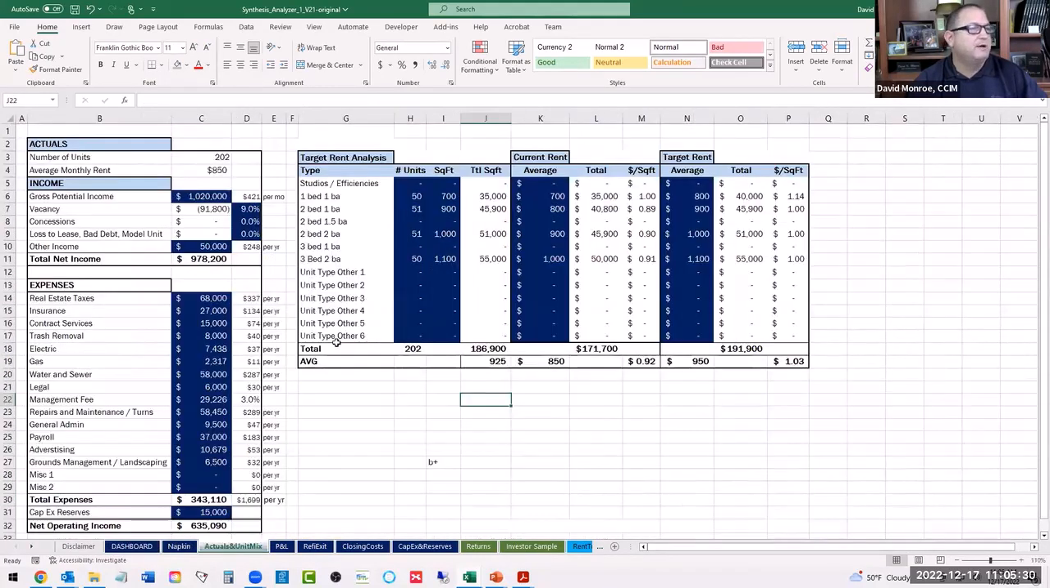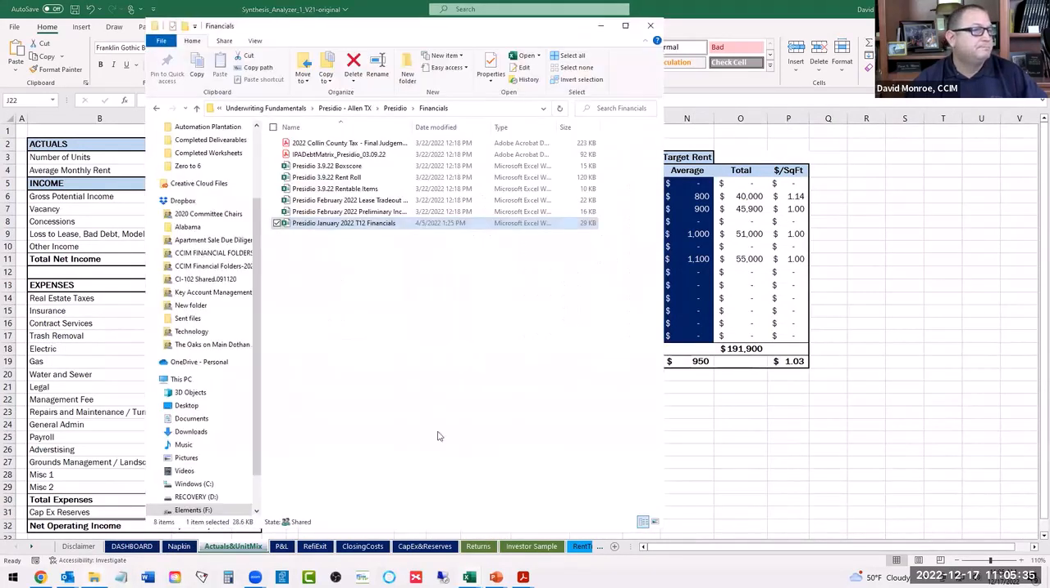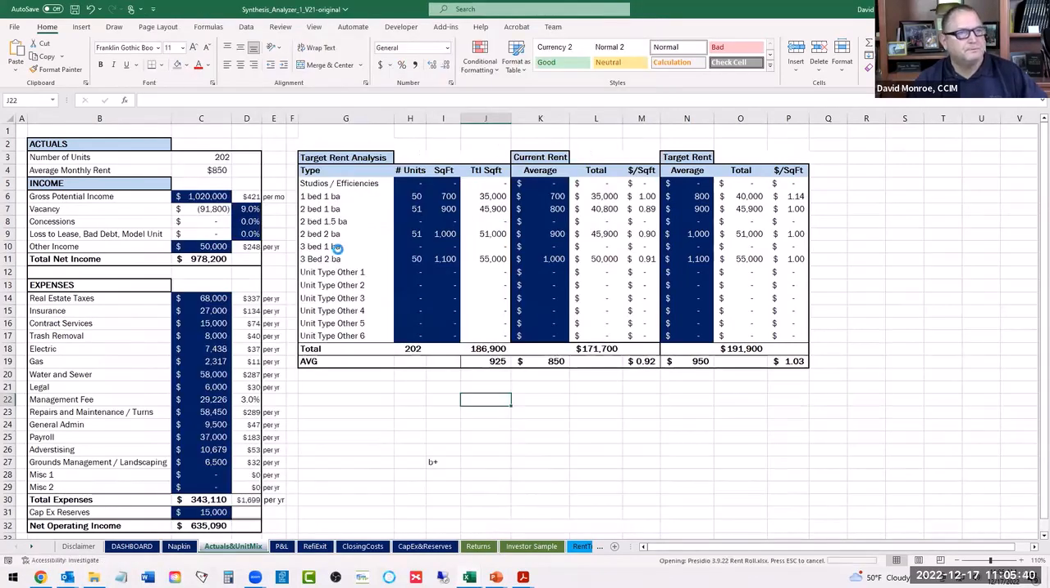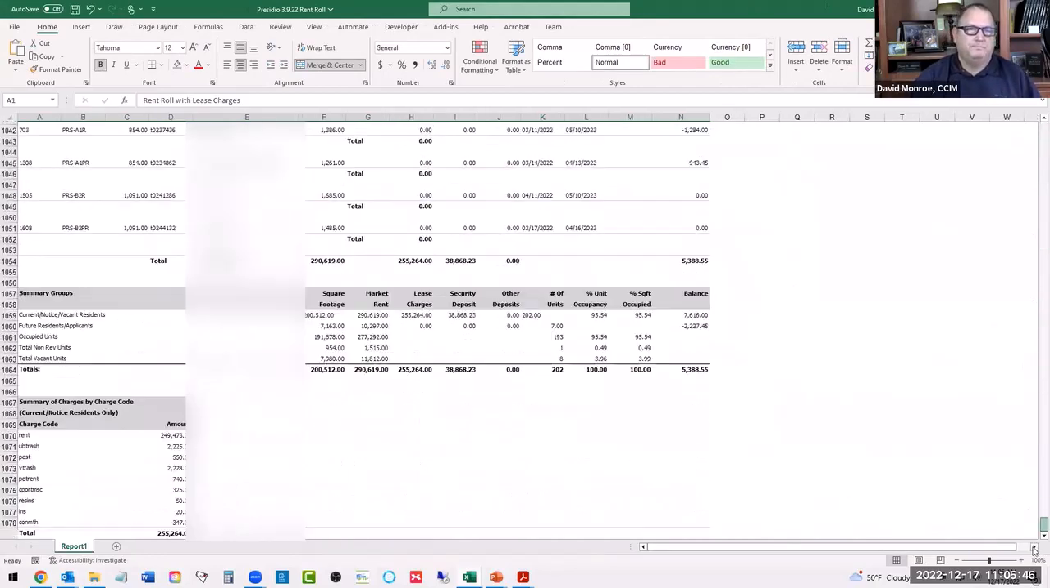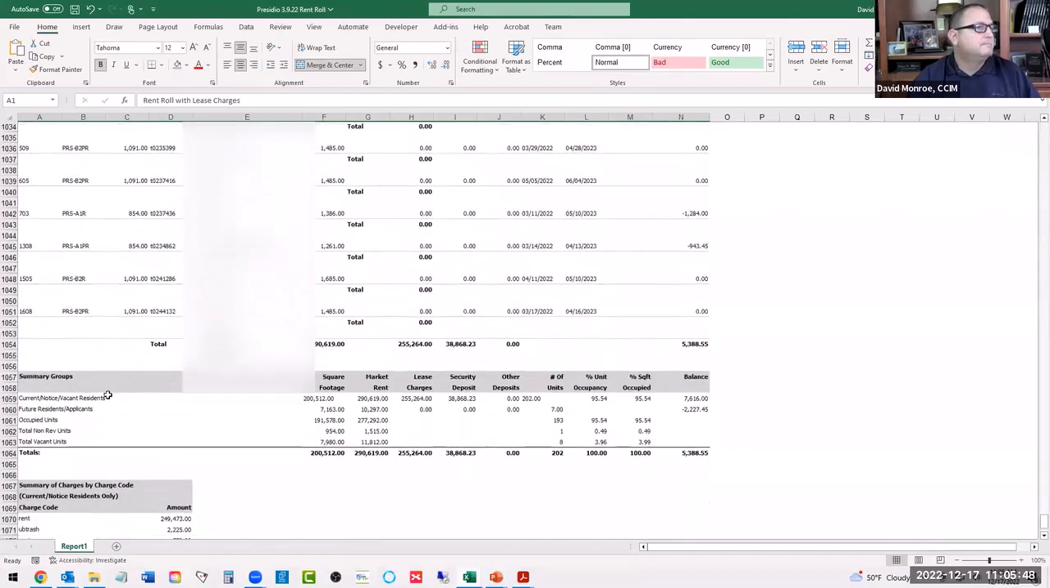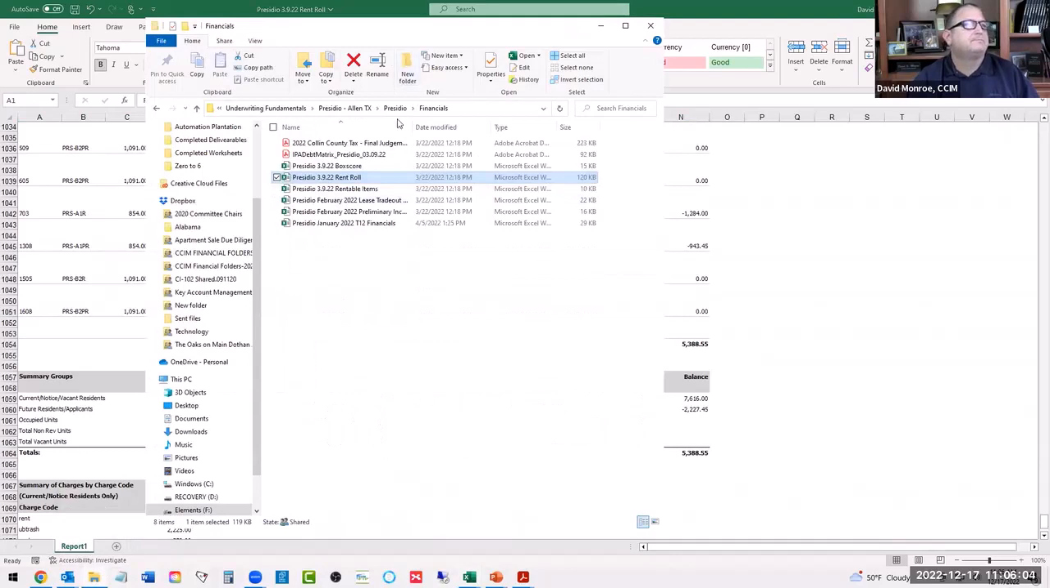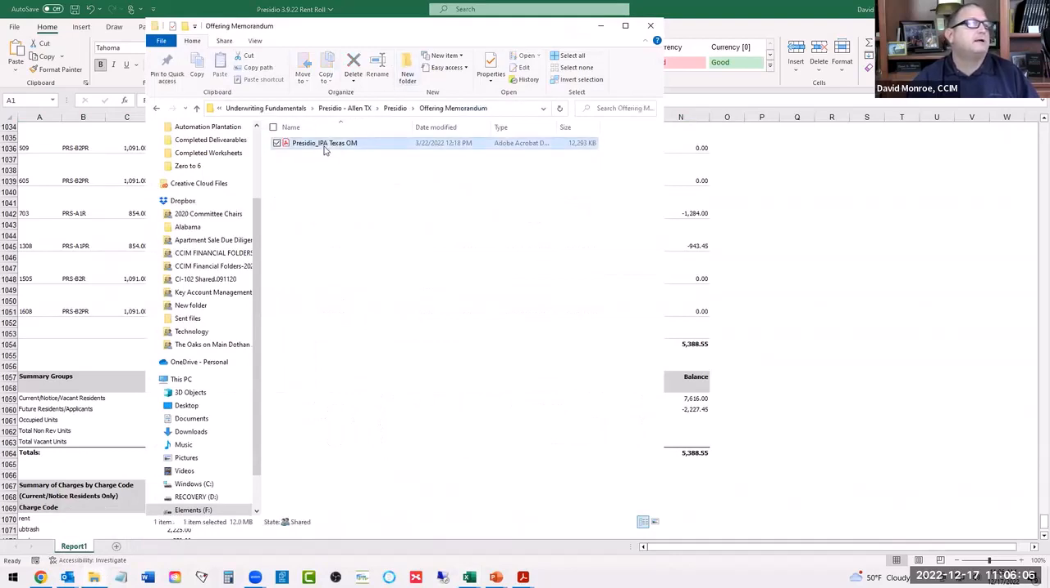Okay. So that's how you input everything. You can look on your rent roll. So if we pull the rent roll, and we come all the way down to the summary of the rent roll. In this case, this rent roll does not give you the 1 beds, 2 beds, 3 beds, and the different floor plans. So you can go to the OM in that case. So if I come out of here, go to the offering memorandum.